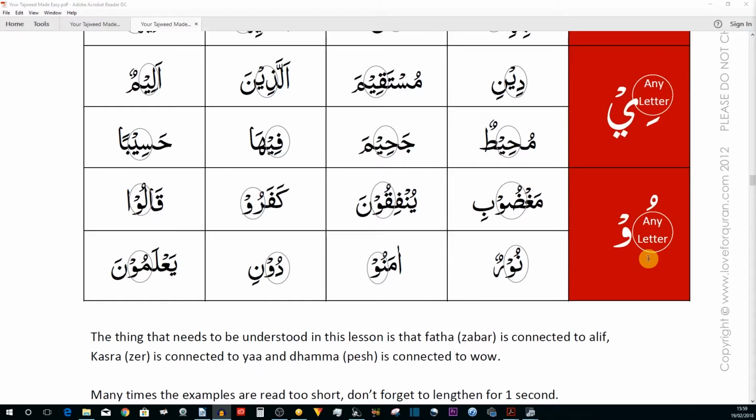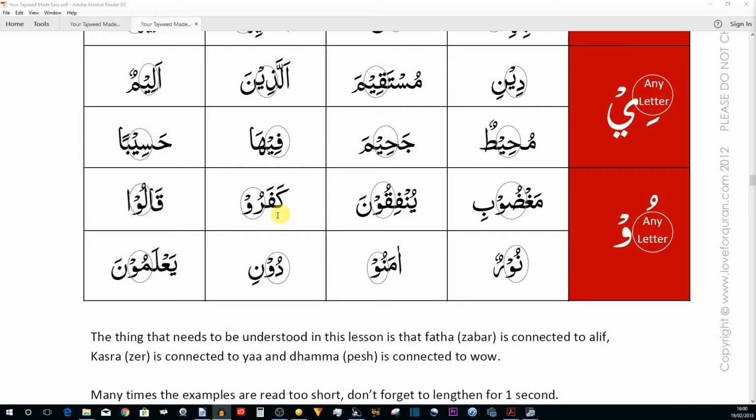The last set of letters would be a dhamma with a waw and a sukun. Would become u. 2 beats. Maghdubi. Next, yunfiquna. If anyone knows what ikhfa is, you can apply ikhfa here if you want. Yunfiquna.